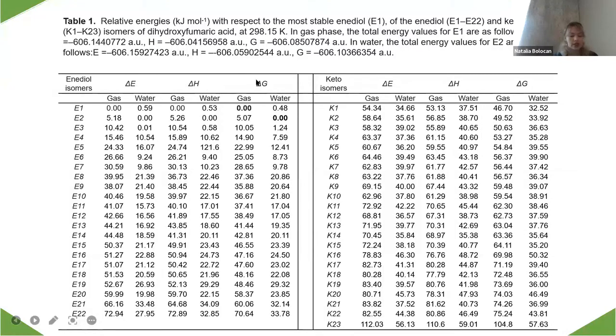And the results show that the enediol forms of dihydroxyfumaric acid are a lot more stable than the keto forms, both in gas and in water. In the gas phase, for example, this structure E1 is more stable than the most stable keto structure by around 46.7 kilojoules per mole. And in water, the isomer E2 is more stable than the most stable keto form by 32 kilojoules per mole.